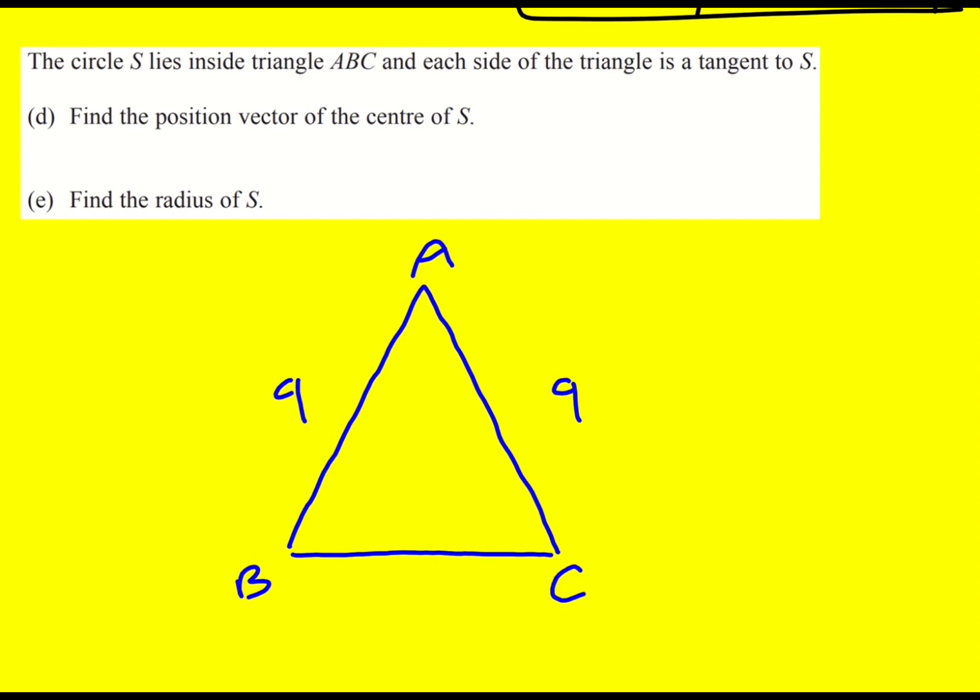and then we know that we have a circle where they're all tangents. Now is that going to work? It's not great, is it? Okay, that's not too bad. So a circle S lies inside triangle ABC, and each side of the triangle is a tangent to S. I've set that up. Find the position vector of the center of S.